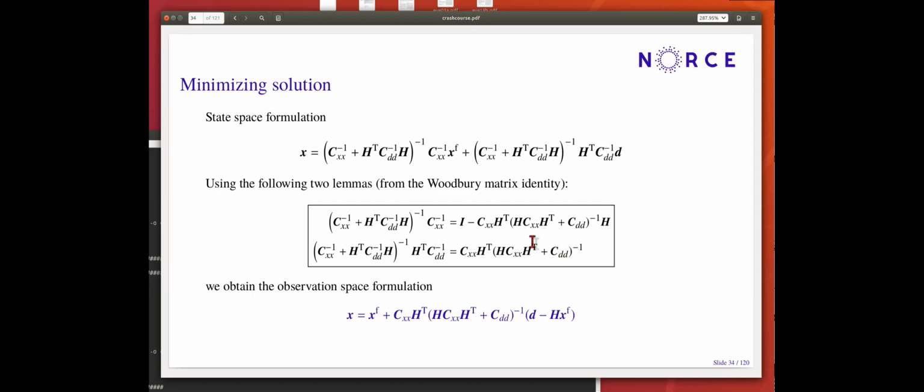And why would you do that? Well, if you look at this matrix, the update equation after using this lemma, you see that now you have a matrix inverse of a matrix which has dimension equal to the number of measurements. So you are basically solving the problem in observation space. And normally the number of measurements is much less than the state variables. So this is a more convenient way of solving the problem.